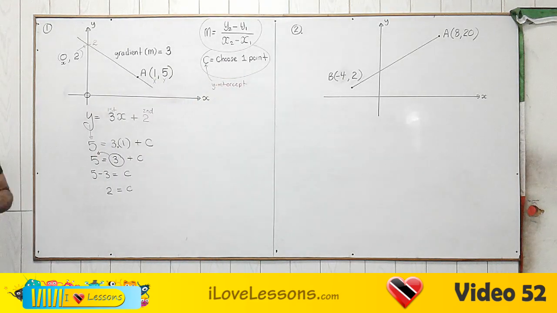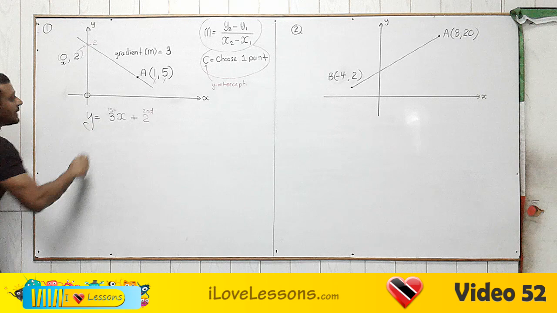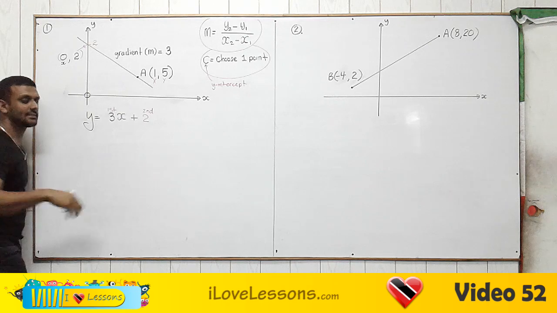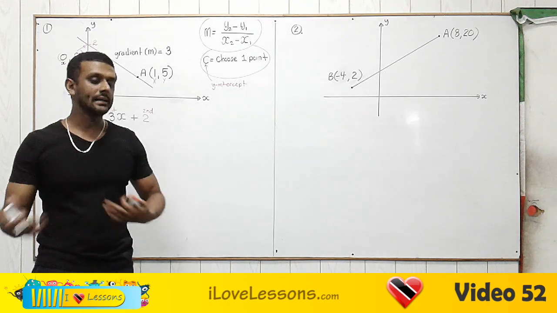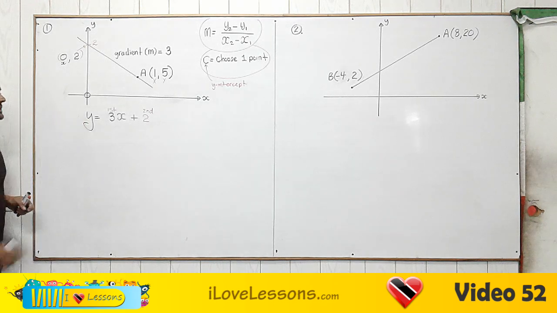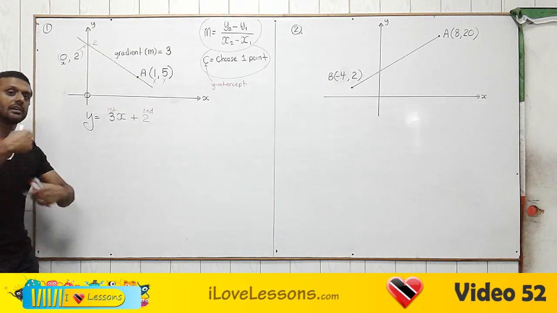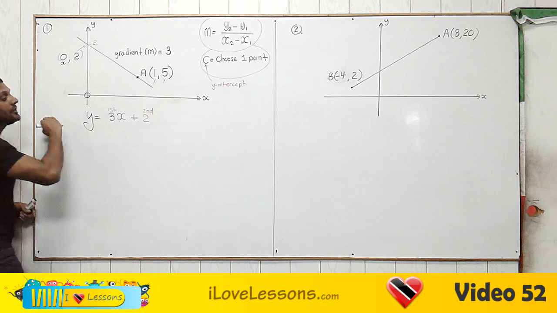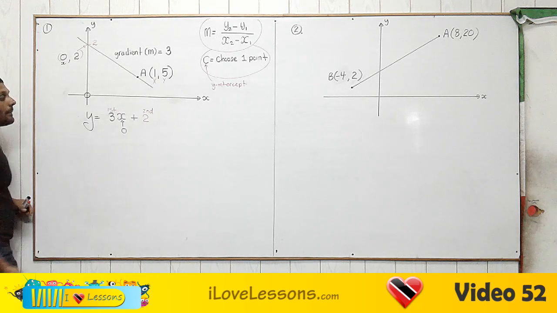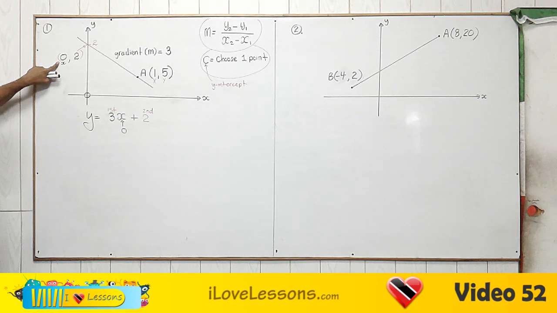Let's go back to this equation here, right? Let's say you forgot that 2 was the y-intercept. Let's say for some reason you forgot what the y-intercept was, and somebody asks you, hey, this equation, where would it cut the y-axis? Another way of figuring out where it cuts the y-axis, if you already know the equation, is just to replace x with 0. Because anytime something cuts the y-axis, x will always be 0.